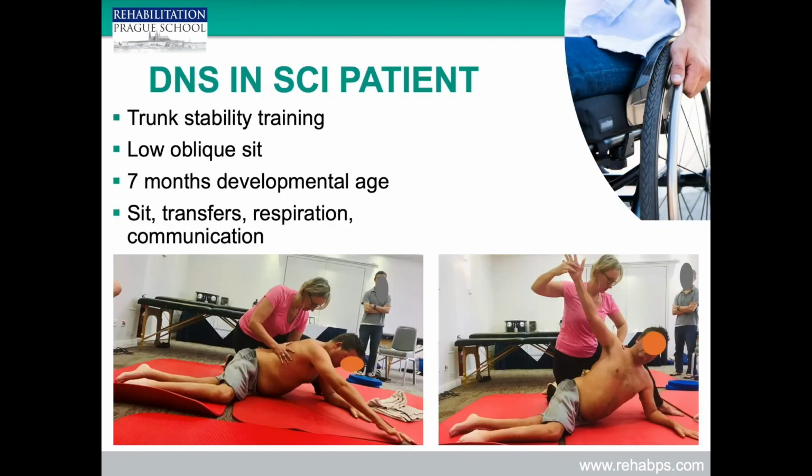Here is an example of how we work with a patient with a C7-T1 spinal cord lesion. We train trunk stability in a developmental position called low oblique sit, which corresponds with the developmental age of 7 months. Trunk stability is critical for safely sitting in a wheelchair, transferring from the wheelchair to a bed or bath, as well as for breathing and for communication.